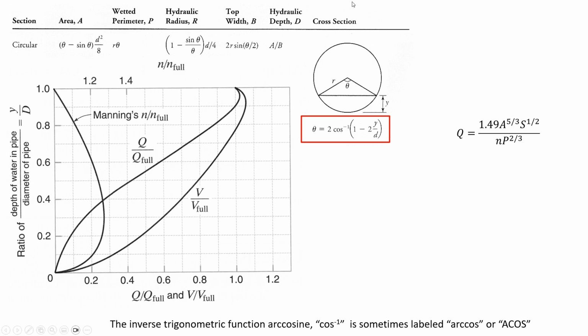Does everybody understand that idea of why the N value would be relatively higher if the pipe isn't all the way full? Okay.